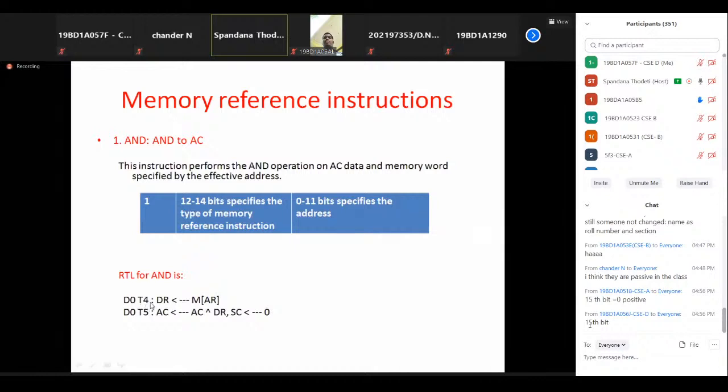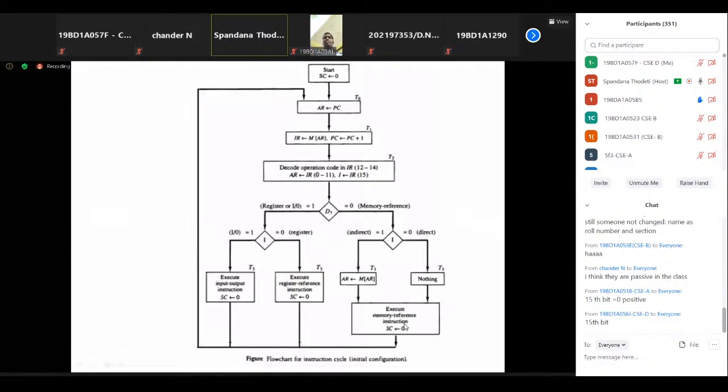But the AND operation has not ended. Here you have retrieved the data from main memory, and you already have the data in the accumulator. Now you can perform the AND operation in the next clock cycle, that is at T5. You perform the AND operation on AC and DR, where DR holds the data retrieved from main memory. Now the instruction is completed. Whenever an instruction is completed, you make the sequence counter 0 and go back to the first step.